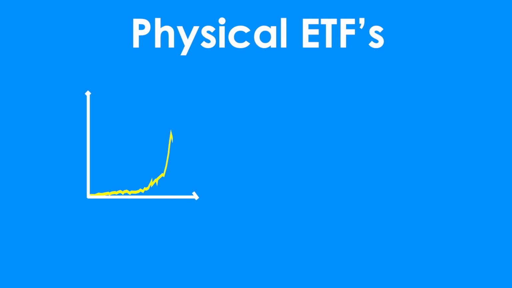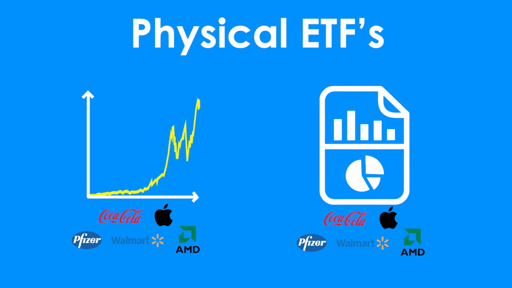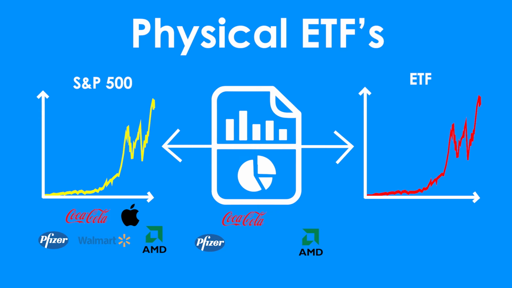A physical ETF tracks the target index by buying and holding all or some of the underlying assets of the index. For example, an ETF that tracks the S&P 500 index will consist of either all 500 companies in the S&P 500 index or a representative sample of that basket of stocks. That's how the index is exactly replicated.